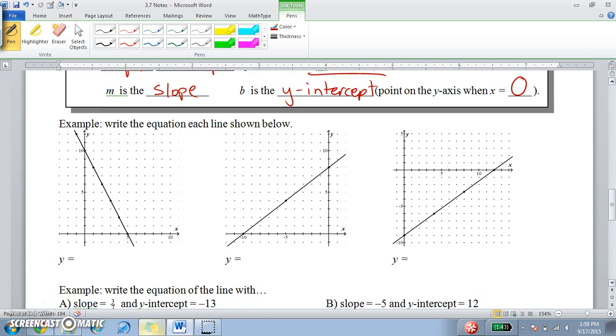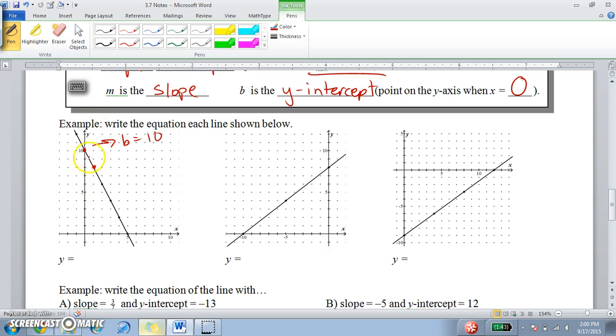So write the equation of the line below using y equals mx plus b. So we have to find b and we have to find m. So b is easier to find looking at a graph than m is. B, we just look where it hits the y-axis. So b here is 10 because it hits the y-axis at 10.